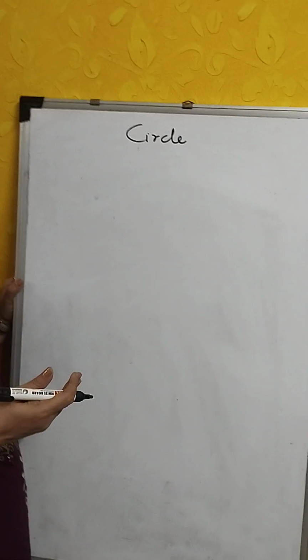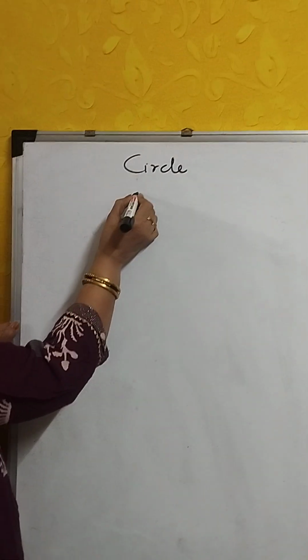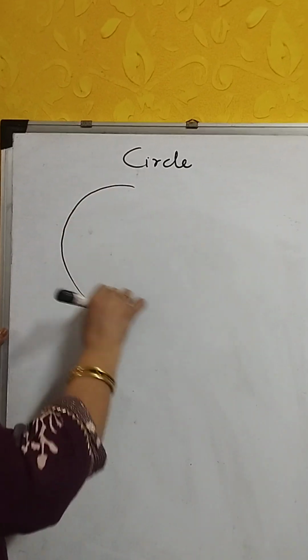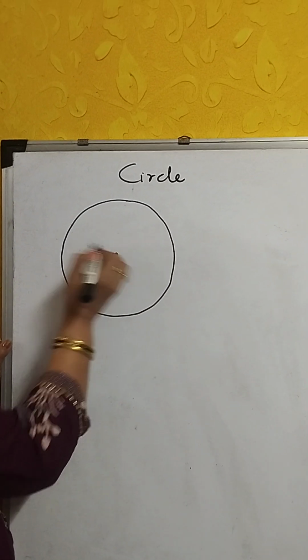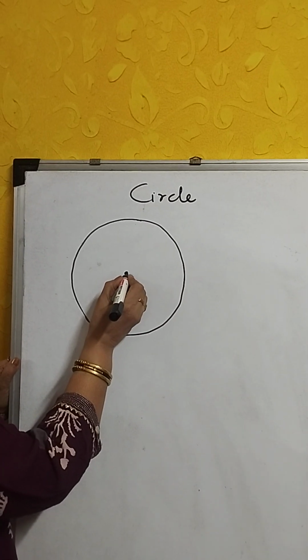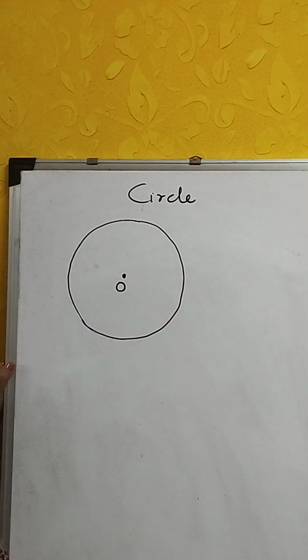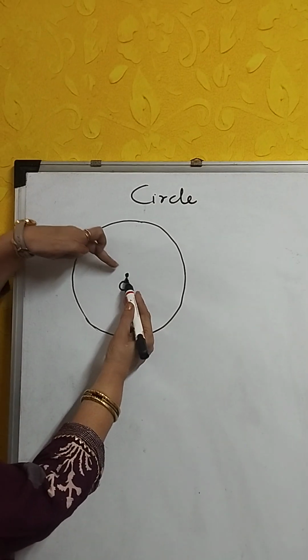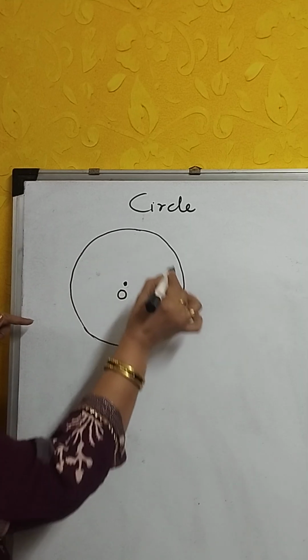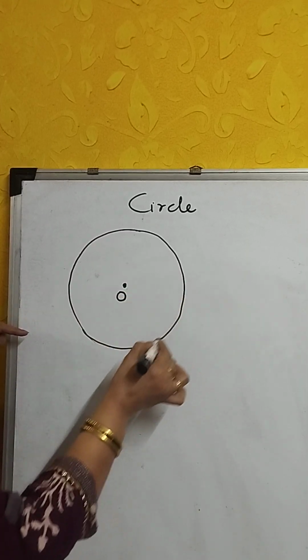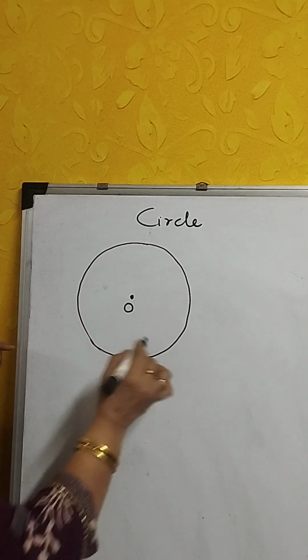Now let us see today about circle. Today we are going to study circle. Circle is a locus of points. It is a group of points at a definite distance from a definite point that is called the center of the circle. This is called the center of the circle. From this, at a definite distance, a group of points is there, and this is called a circle.